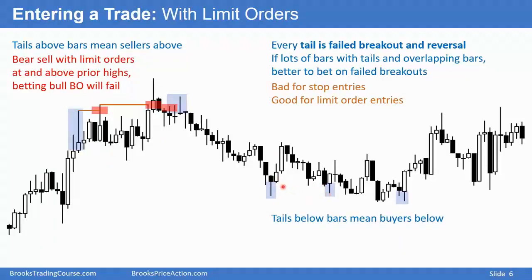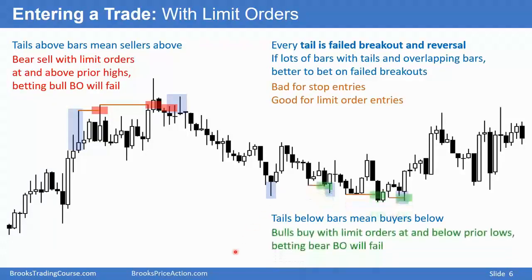Big tails below bars, the breakouts are starting to fail. Bulls see that, and they'll place limit orders to buy at prior lows and at the low of the prior bar. For example, they might buy at the low of this bar or at the low of that bar, or if the market falls below this low, they'll buy as well. They're betting breakouts will fail. Again, stop order traders are selling at that low, betting on a successful breakout.